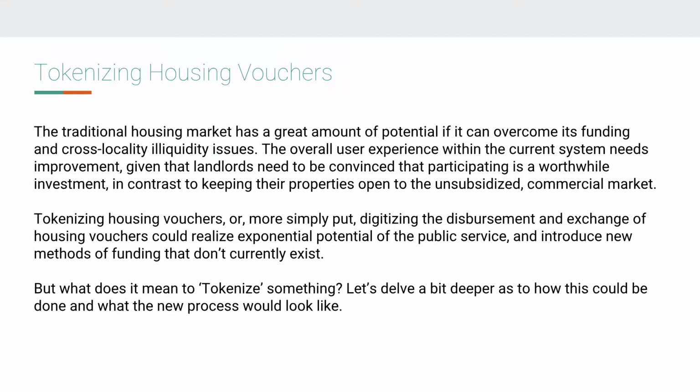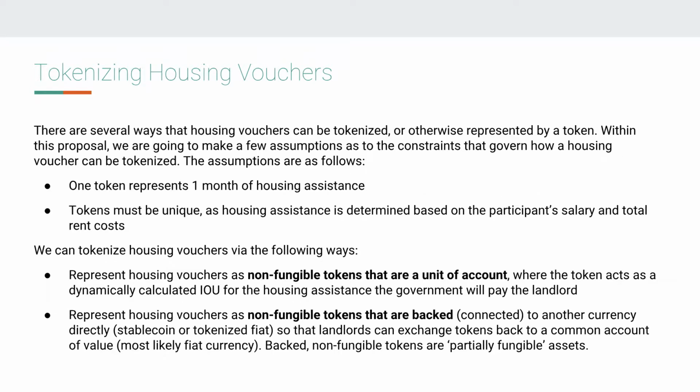The traditional housing market has a great amount of potential if it can overcome its funding and cross-locality illiquidity issues. Overall user experience within the current system needs improvement. Landlords need to be convinced to take this, because a lot of landlords don't want to have tenants that are reliant on this type of thing, which again causes discrimination issues. Digitizing the disbursement and the exchange of this value could realize some exponential service benefits. Kind of getting into it, how would this happen?